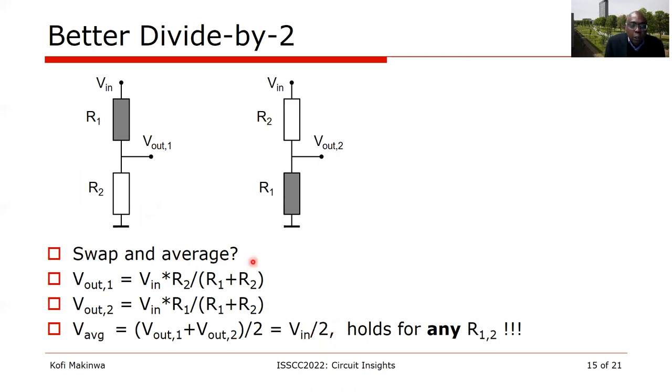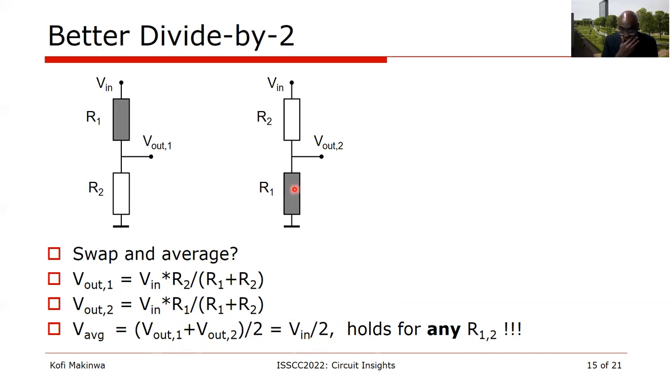So what we can do is we can swap and average. So we have two resistors, they are mismatched, but in the one situation, we put the gray resistor on top. And then in the other situation, we put the gray resistor on the bottom. And if we calculate the resulting voltages, we can see that Vout1 in phase one will be Vin times R2 divided by R1 plus R2. And Vout2 will be Vin times R1 divided by R1 plus R2. And therefore the average voltage will be the average of these two, Vout1 and Vout2. And if we calculate it, you will get exactly Vin divided by two. And this result holds for any R1, R2.